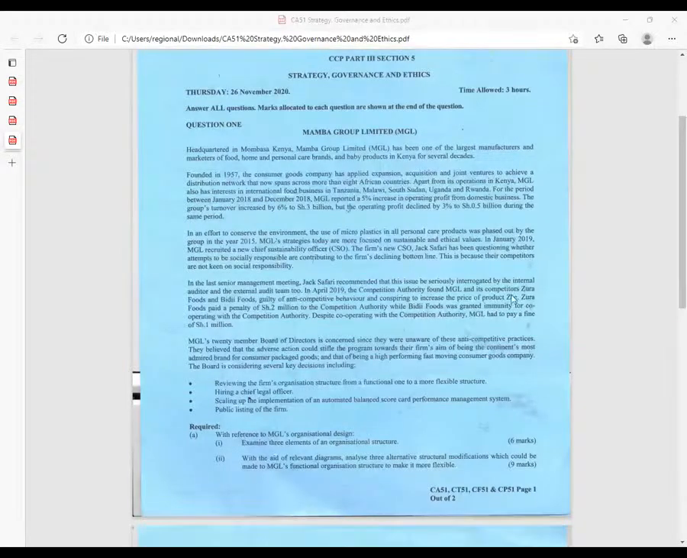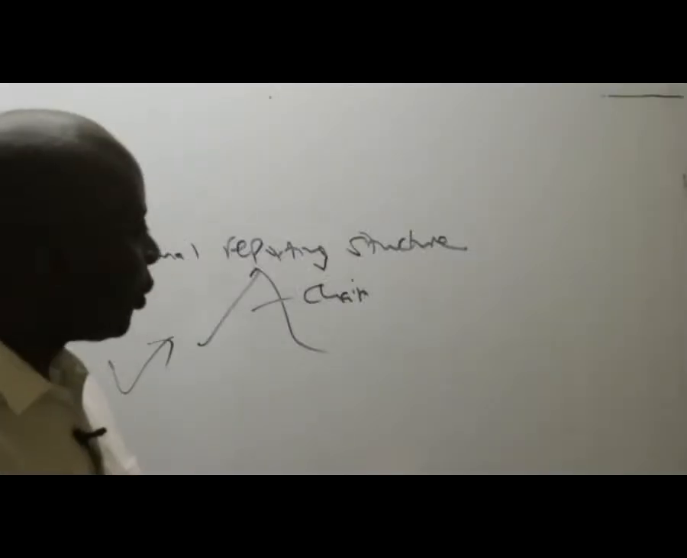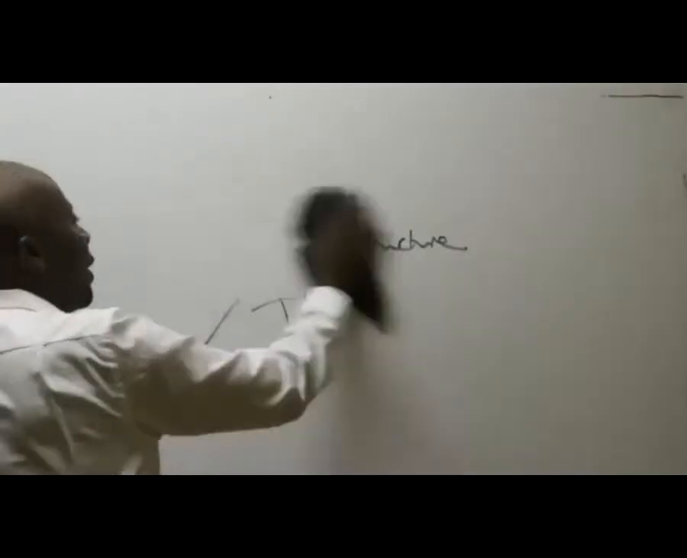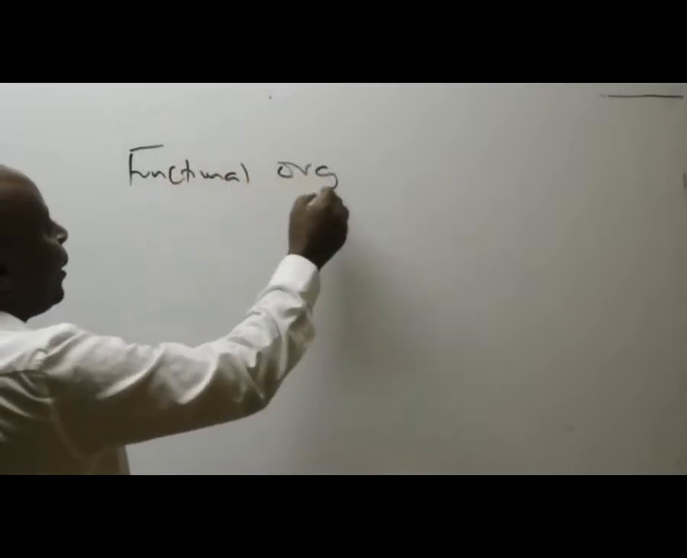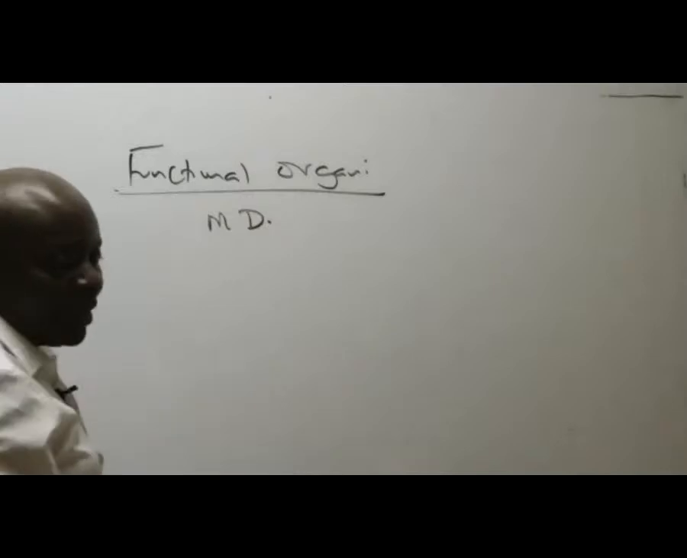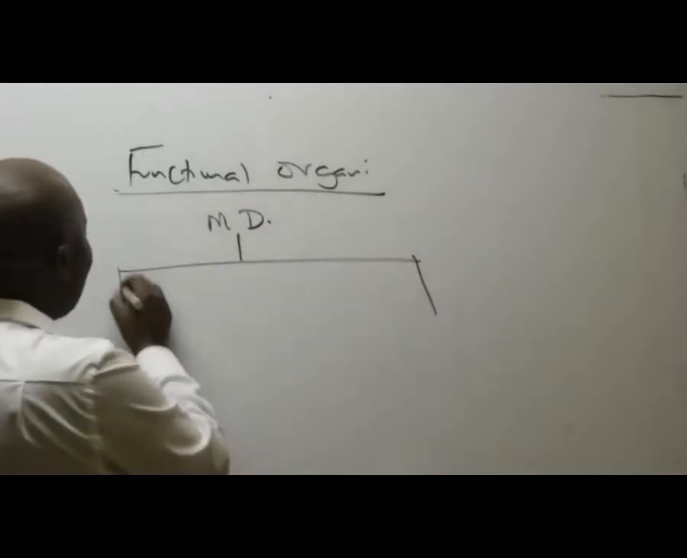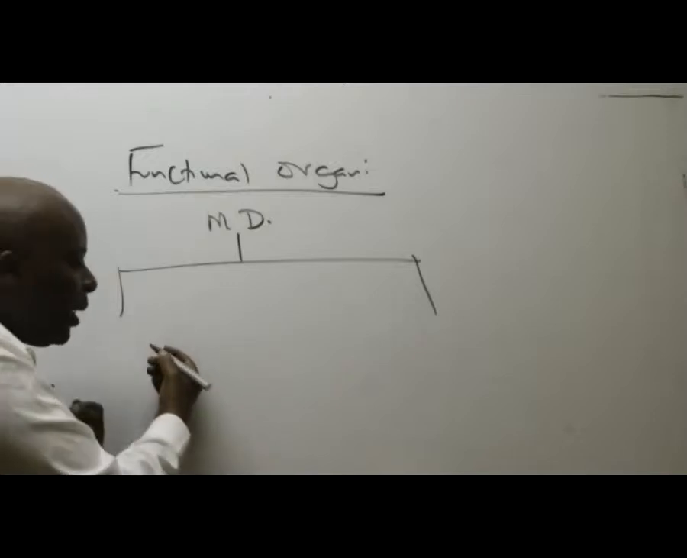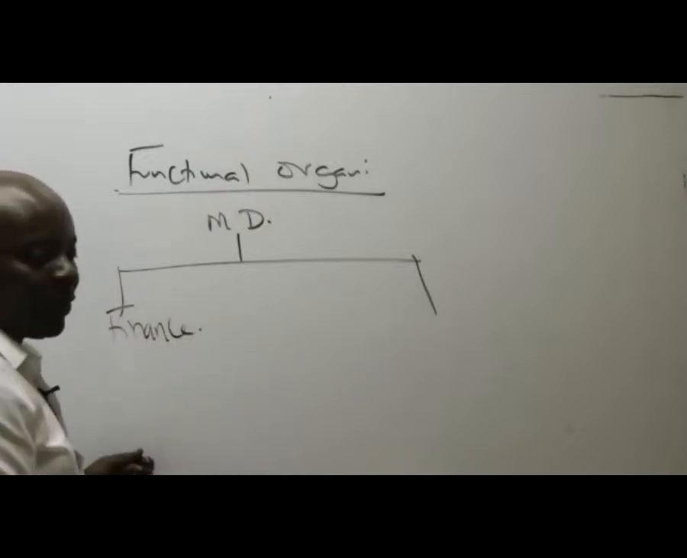So the first thing, ladies and gentlemen, that I will really talk about here is this functional structure. Under the functional organizational structure, this is what I expect of this company. They must be having an MD there, and right immediately after the MD, we have the major functions. Being accountants, we'll start with our function, which is finance.